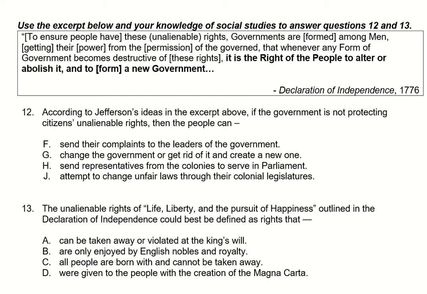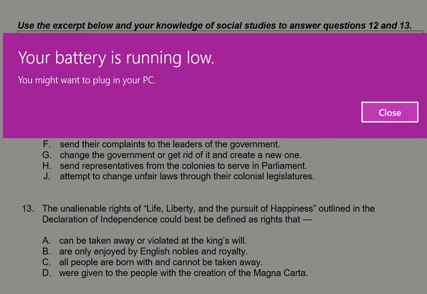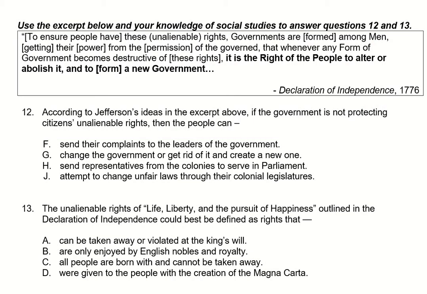Declaration of Independence, 1776. According to Jefferson's ideas in the excerpt above, if the government is not protecting citizens' unalienable rights, then the people can F. Send their complaints to the leaders of the government. G. Change the government or get rid of it and create a new one. H. Send representatives from the colonies to serve in Parliament. J. Attempt to change unfair laws through colonial legislators. Pause to choose your answer.